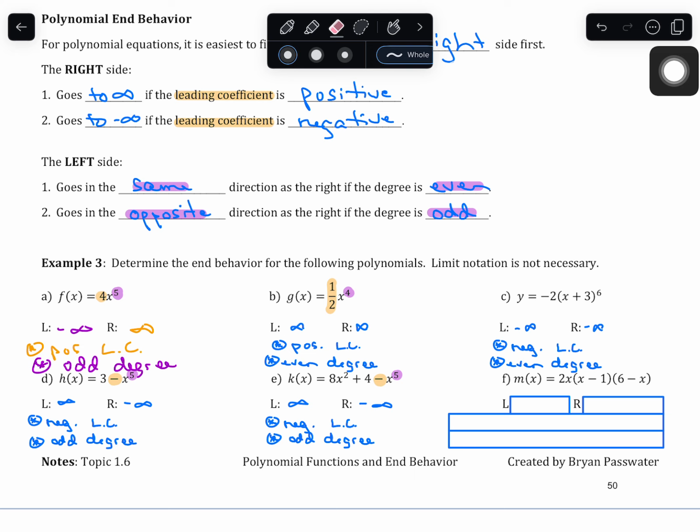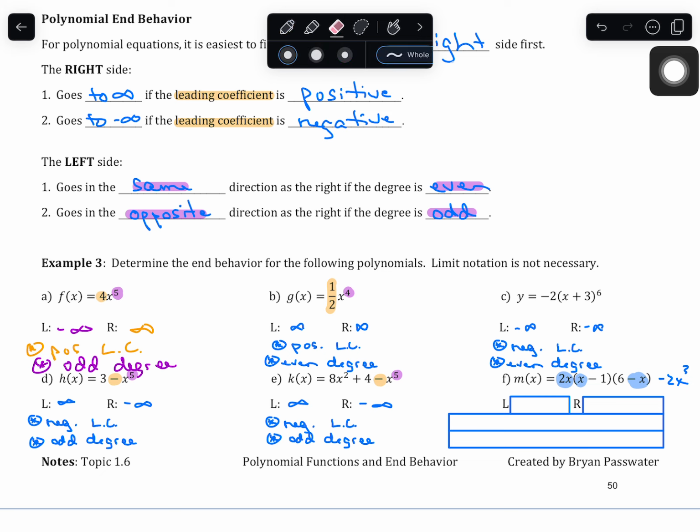Now for F, be careful, it's a little different because it's not in standard form. So all we have to do though is think about what would be our leading term. And if I got a leading term, I would have to multiply the 2x, the x, and the -x. That's going to give me the highest exponent. And if I multiplied those three together, I would have a -2x cubed. So that is what my leading coefficient is going to be. And that's what I'm going to think about.